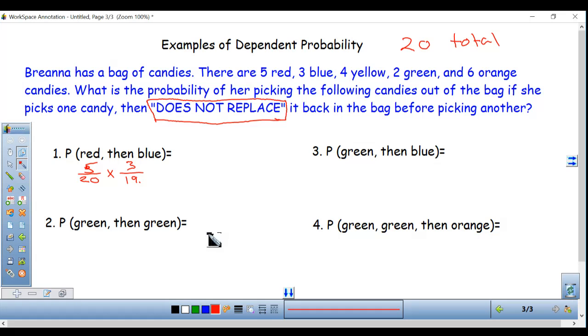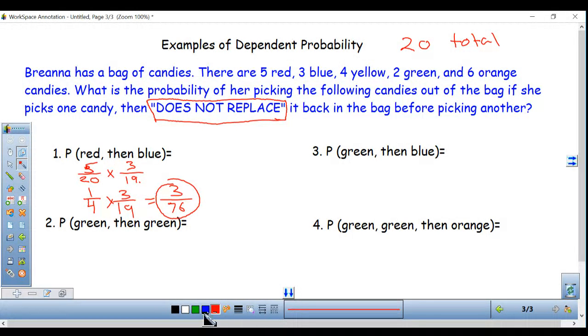So after you've discovered what the second probability or fraction is, then we're ready to multiply. But before we do, we always want to simplify. 5 over 20 can be simplified to 1/4. So 1/4 times 3 over 19. 3 times 1 is 3. 4 times 19 is 76.